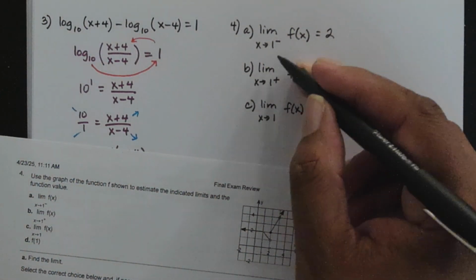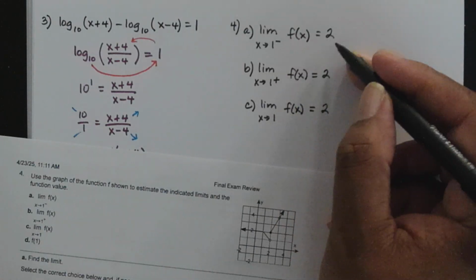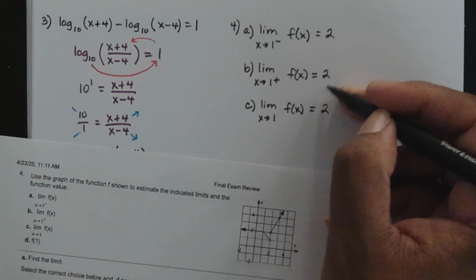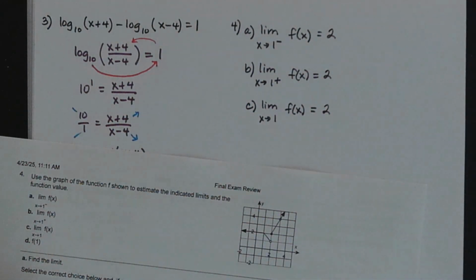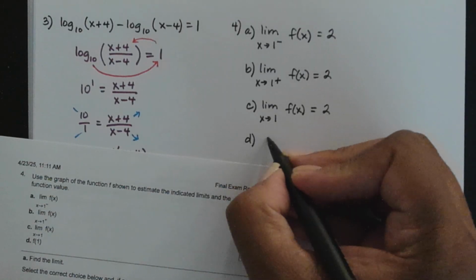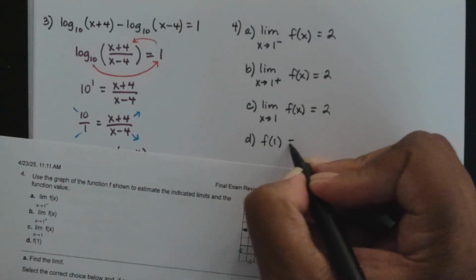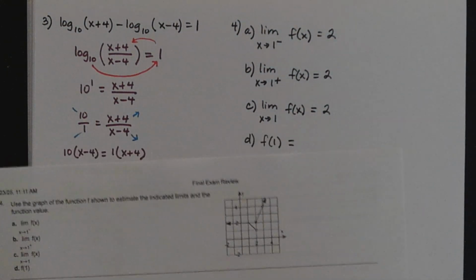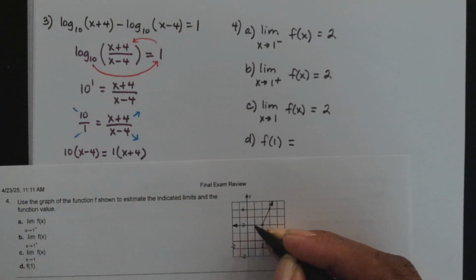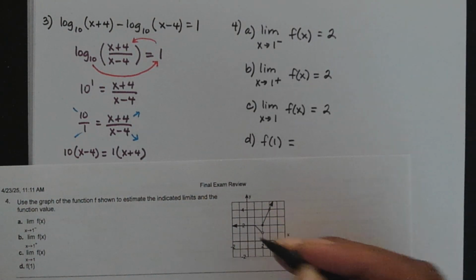If the limit, let's say, as x approaches 1 from the left approaches this number, and then from the right it approaches another number, then at 1, its limit would not exist. Now part D is f of 1. They're just asking what the value of that function is when x is equal to 1, which is, of course, 2.